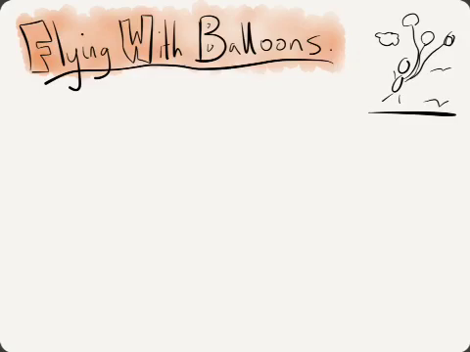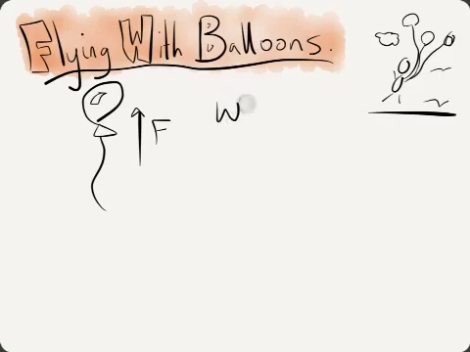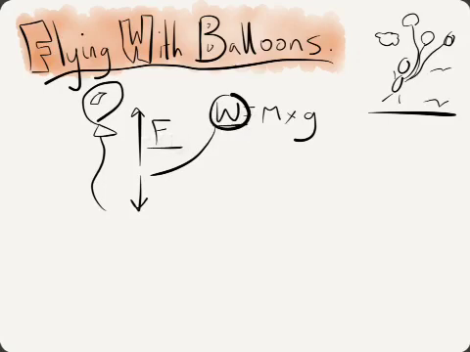The idea being that acting on a balloon is the upward lift force from the helium. And we can find that force by using the equation weight is equal to mass times gravity, where the weight is exactly cancelled out by this force. So if we can find the weight, we've found the force that was pulling upwards. To find the weight, we're going to need to find the mass.